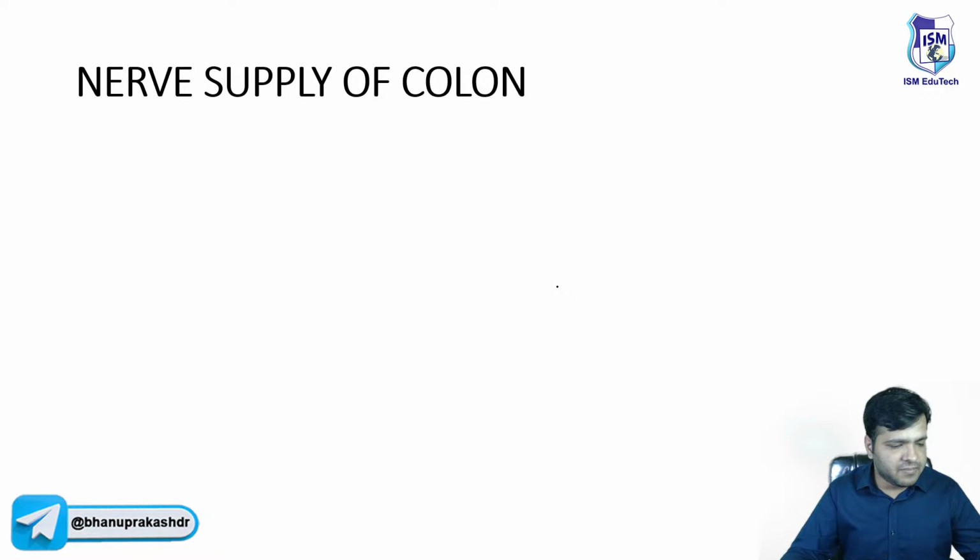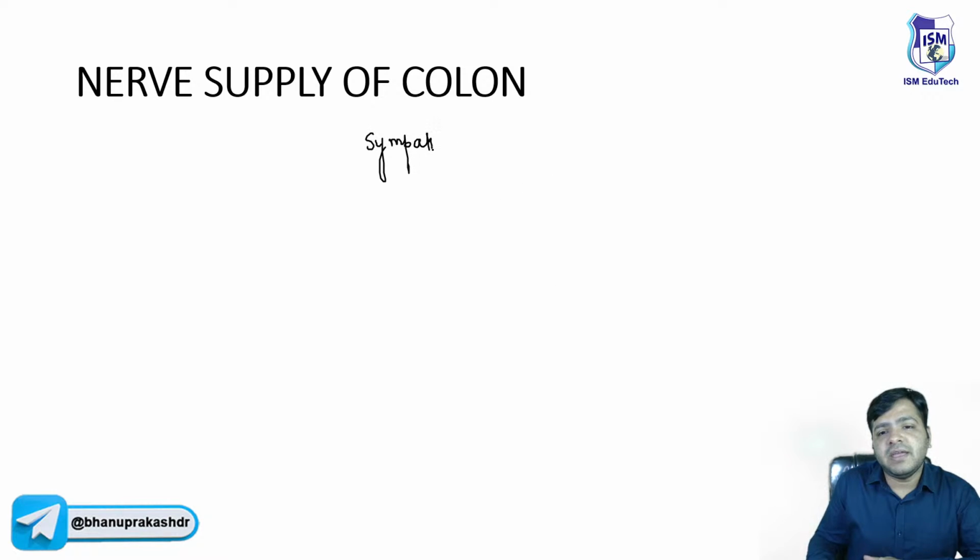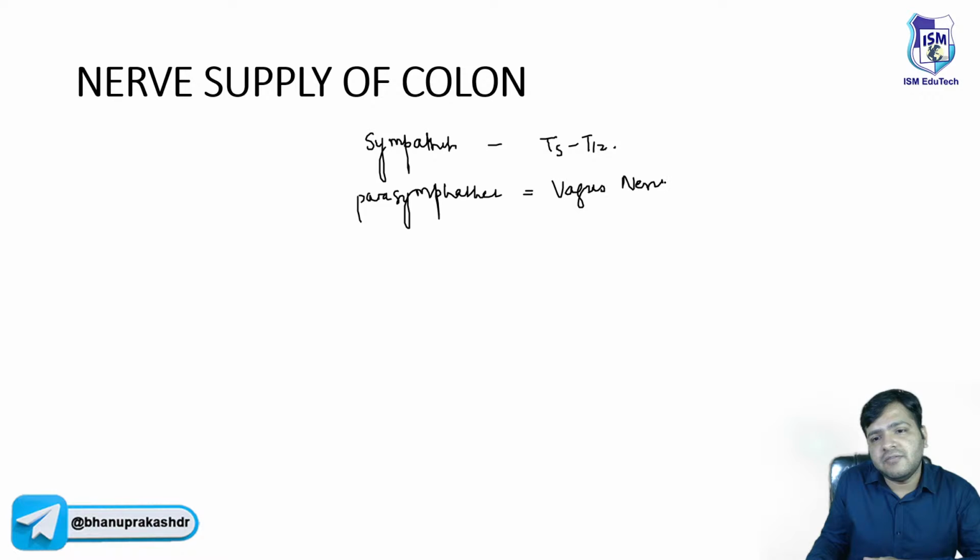Coming on to the nerve supply, beta, remember the sympathetic nerve supply basically comes from T5 to T12, and the parasympathetic comes from the vagus nerve.